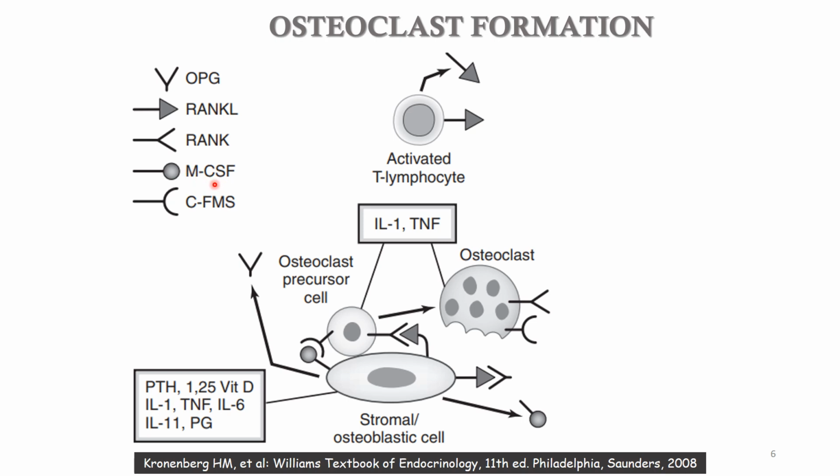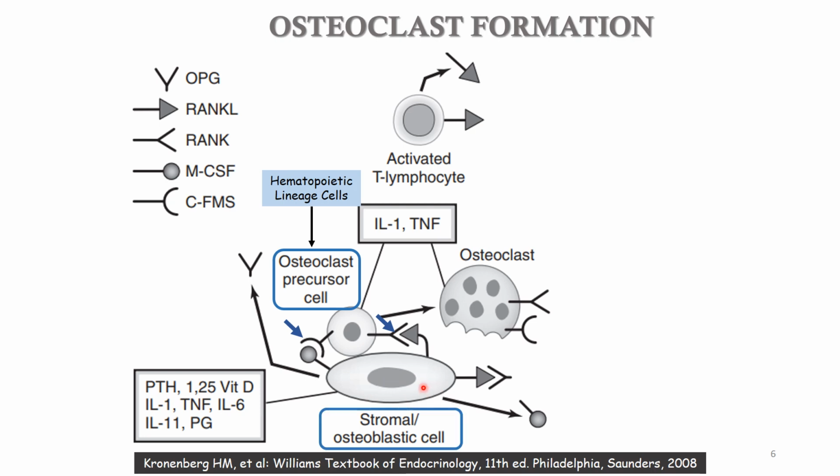MCSF is a macrophage colony stimulating factor, while CFMS is its receptor. Coming to the process, once the osteoclast precursor cell is formed from the hematopoietic lineage cells, they express colony stimulating factor receptors as well as RANK. This CFMS and RANK bind to the stromal or the osteoblastic cells, eventually leading to the expression of RANKL, OPG and macrophage colony stimulating factor.